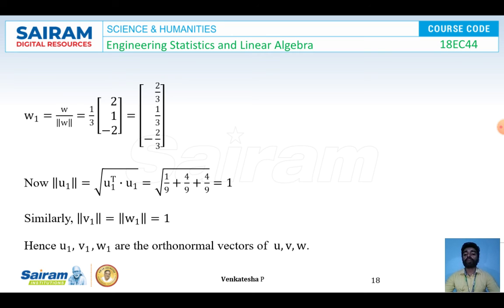So now I'm going to find the norm of u1. The formula is square root of u1 transpose into u1. It is given by 1 by 9 plus 4 by 9 plus 4 by 9. So by simplifying this, we got square root of 9 by 9, which is square root of 1. I got the value of norm of u1 is 1. Similarly, we can find the norm of v1 and the norm of w1. Both are equal to 1 only. Hence, we can say that u1, v1, w1 are orthonormal vectors of the vectors u, v, w.